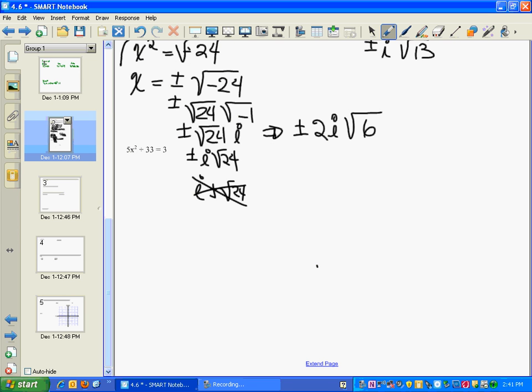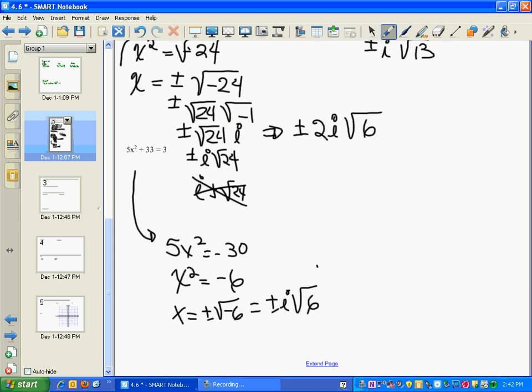You try that one. You do the next one. You do need to write plus and minus the square root of negative 6 because you took the square root of an equation. Right? And in an equation, when you take the square root, you always get a positive and a negative. Are we good? Got it?